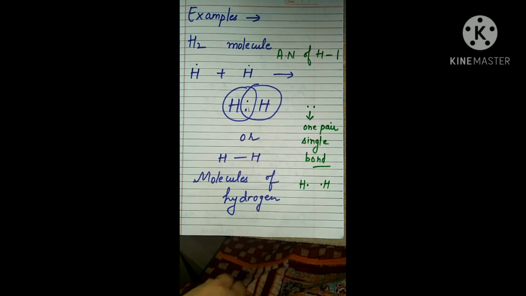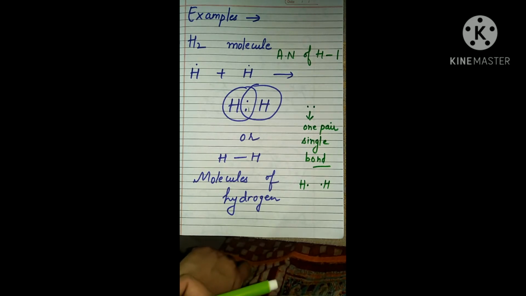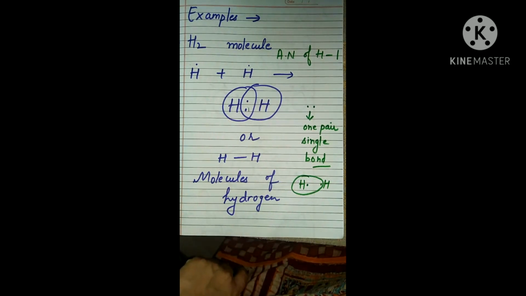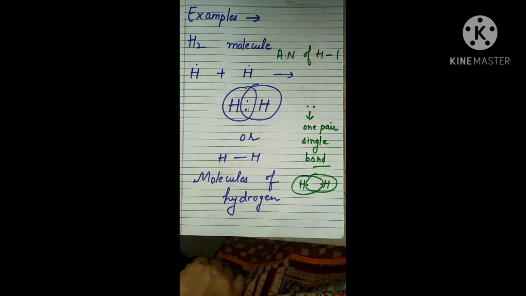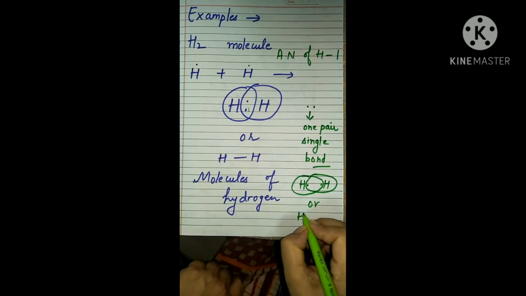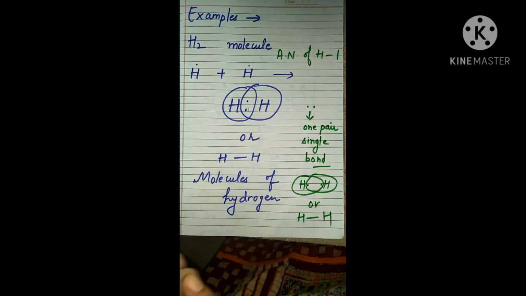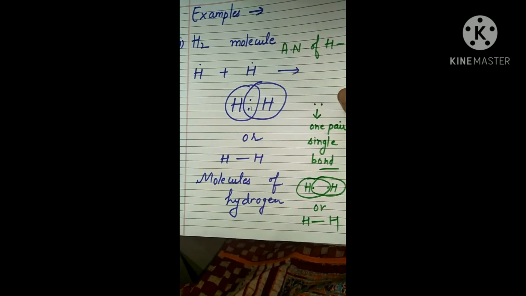Fine. How will they be stabilized? They will be stabilized when both have 2 electrons. Either they should follow the doublet rule or the octet rule. So if this hydrogen shares 1 electron with the other one, and the other shares electrons with this one, then what will happen? A bond will be formed, which we are going to discuss: that is the covalent bond.